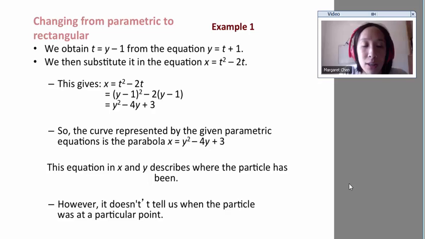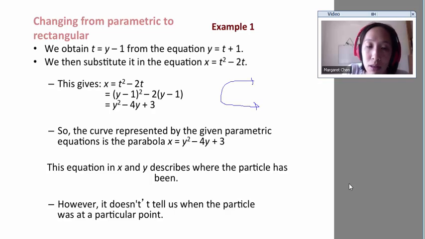I just mentioned that this section is usually taught after conics and transformations of conics. So you should recognize that x equals y squared minus 4y plus 3 should be a sideways parabola. And because your coefficient in front of y squared is positive, you should have a parabola that is facing in this direction. Not my best parabola here.